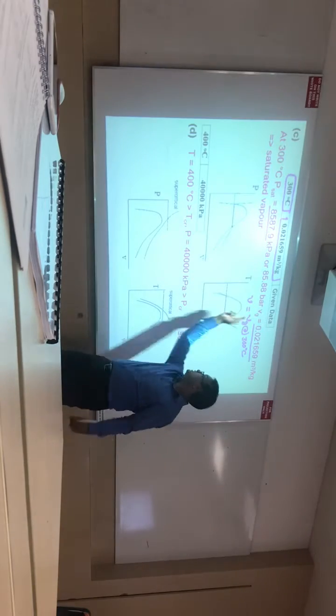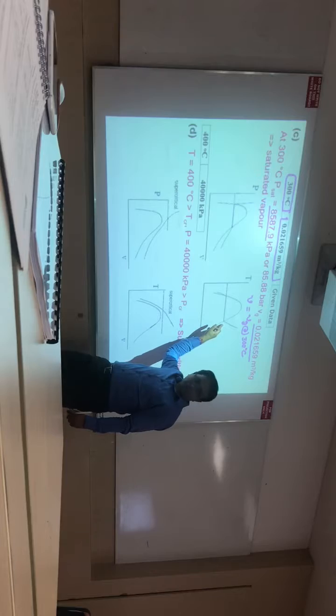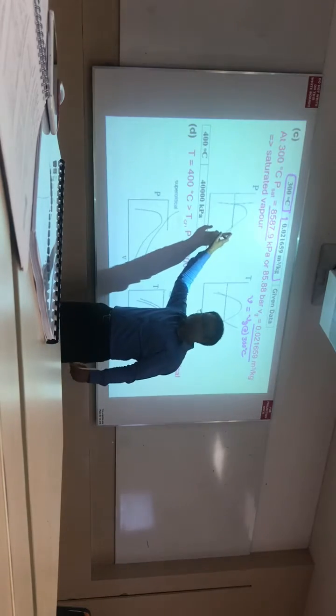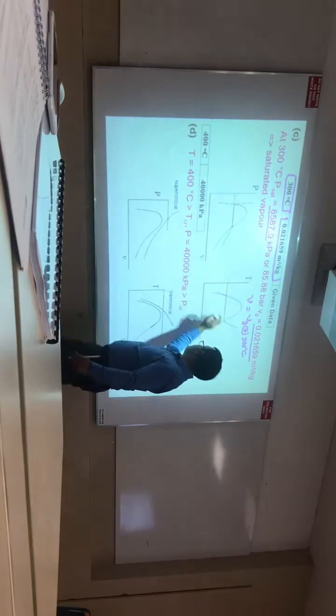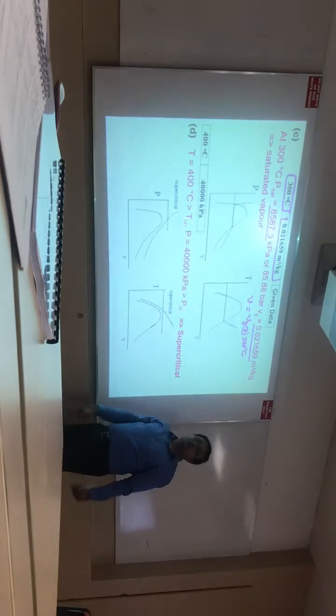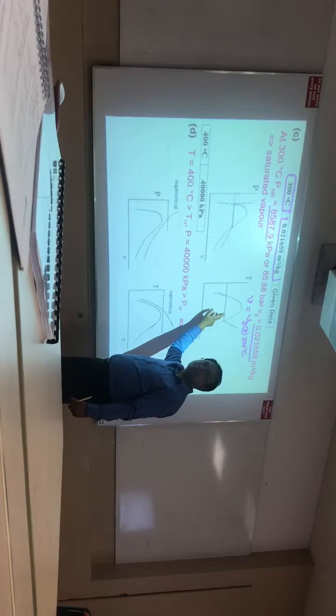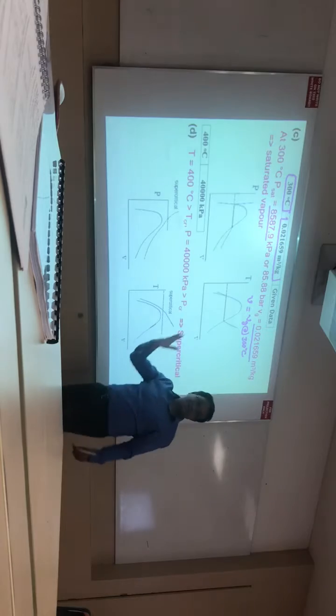When V is higher than Vg, this is here, superheated vapor. Correct. This is superheated vapor, it's here. Okay. When V is lower than Vg, this is here, in mixture, right? So you have to understand.